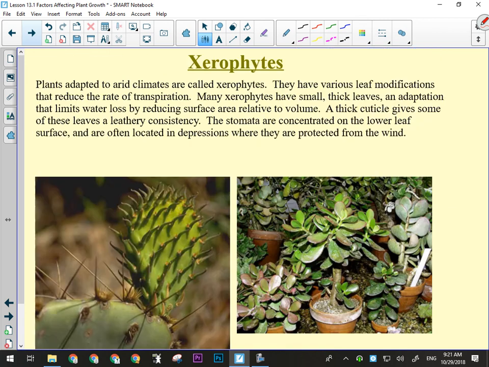Okay, and the opposite of that would be your xerophytes. Xero means dry, so these plants love the dry. They're adapted to arid climates and have various leaf modifications. Cacti, for example, have leaves so modified that they don't even carry out photosynthesis anymore. Those are the thorns. Other xerophytic plants are called succulents.